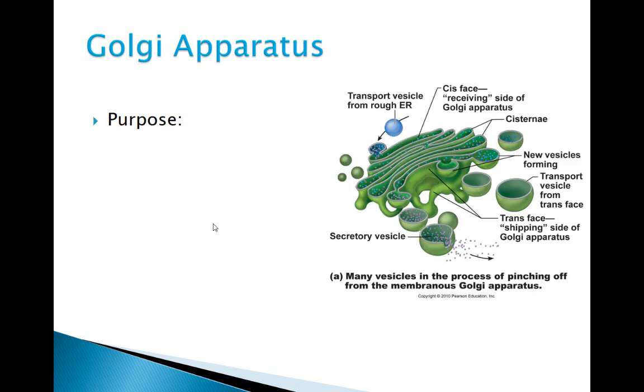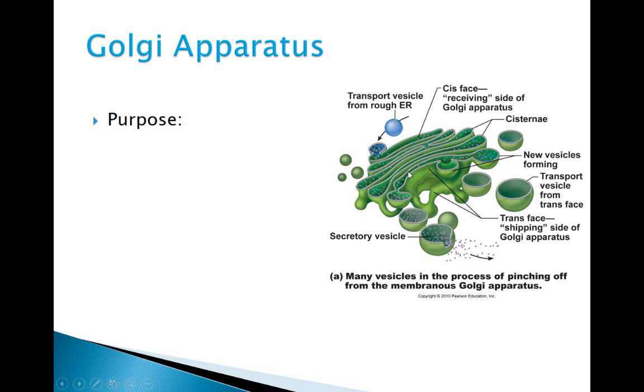Our next structure is the Golgi apparatus, and the Golgi apparatus kind of looks like it could be an endoplasmic reticulum of some sort, but it's not attached to the nuclear membrane at all. It's kind of floating out on its own. It looks like stacks of pancakes, as you can see here. And what happens is there's a transport vesicle that comes from the rough ER that's filled with proteins, and it drops the proteins off in the Golgi apparatus.